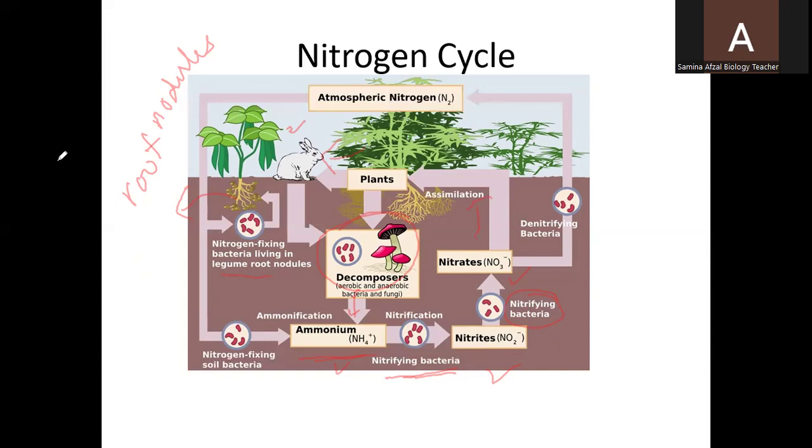And then denitrifying bacteria are also there in the soil, which change the nitrate ions into nitrogen again. So in this way, different types of bacteria are involved in the nitrogen cycle, by which the nitrogen is exchanged into the air and into the animals and plants as well.